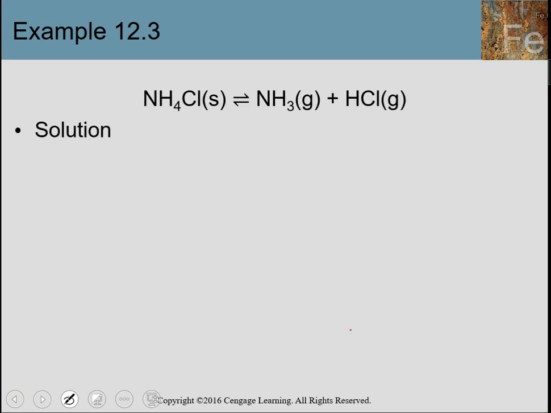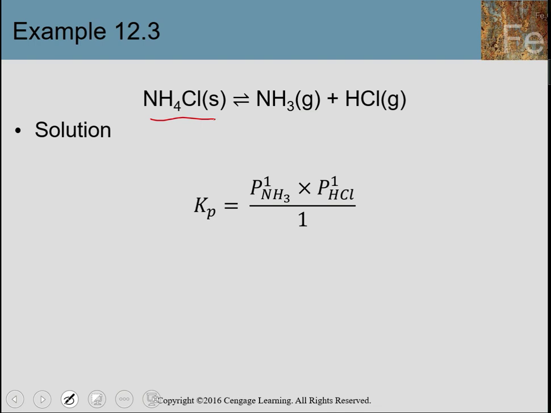So you have your equilibrium expression. The first thing you need to do is, since you have an equilibrium equation, write your expression. In this situation, pretty straightforward. The Kp is going to be the pressure of the ammonia times the pressure of the hydrogen chloride, both raised to the first power because they both have a 1 in front as their coefficient. And it's going to be over 1 because the ammonium chloride is a solid, so you do not have that included in the equilibrium expression.